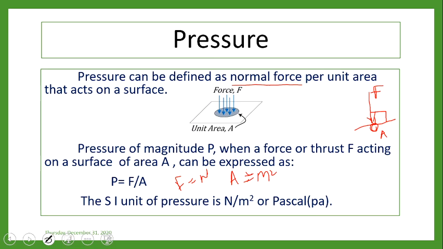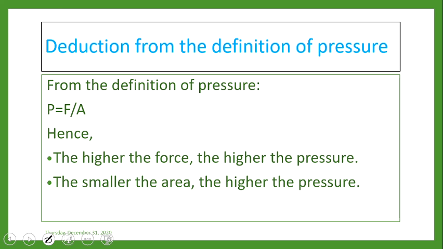Another unit that we can have for pressure is the Pascal. And 1 Newton per meter square is the same thing as 1 Pascal, meaning we can use the two units interchangeably. We have other units which will be discussed later when we talk about pressure in liquids and gases.